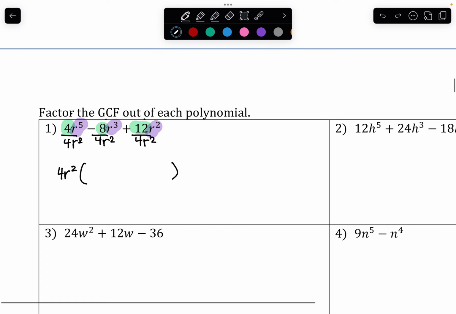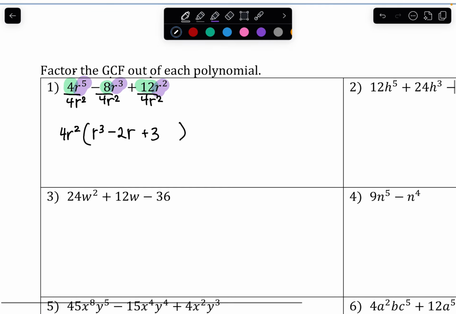Okay, 4 divided by 4 is 1. You don't have to write the 1. r to the 5th over r squared is r to the 3rd. 8 over 4 is 2, there's a negative. And then r cubed over r squared leaves me with just r to the 1st, don't write the 1. And then 12 over 4 is 3, r squared over r squared cancels. And so this would be our factored expression, basically undistributing.